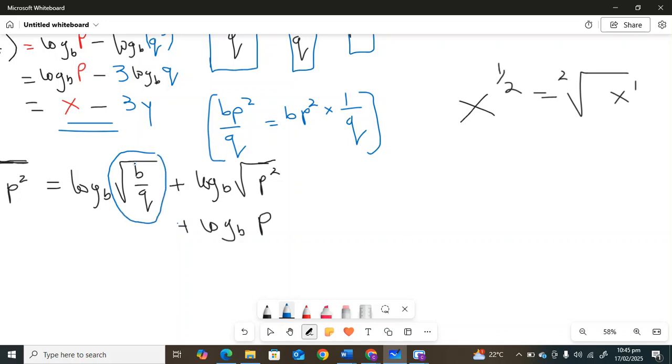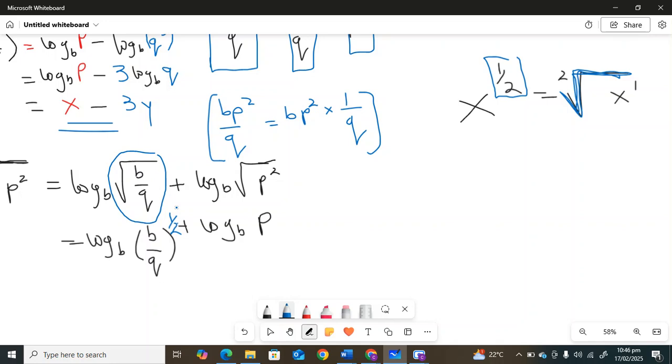This square root is the same as the power half. Okay, colleagues? When you see this root, it is the same as to the power half. This is amongst the laws of indices. As we're doing this, just Google laws of indices, and you're going to see the law with the square root. So here, this square root converts to this: log b over q to the power half. This root here has become the power half. This is a law of indices.